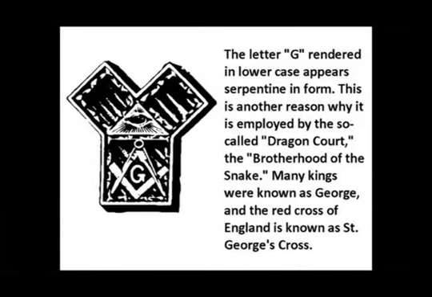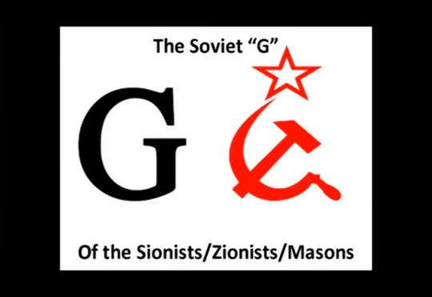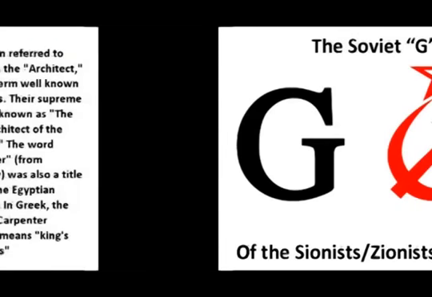We also see the letter G, in mostly an uppercase, along with the Masonic compass and rule. The letter G, rendered in lowercase, however, appears to be serpentine in form. This is another reason why it is employed by the descendants of the so-called Dragon Court or Brotherhood of the Snake. Many kings were known as George, with a G at the beginning, and the Red Cross of England is also known as St. George's Cross.